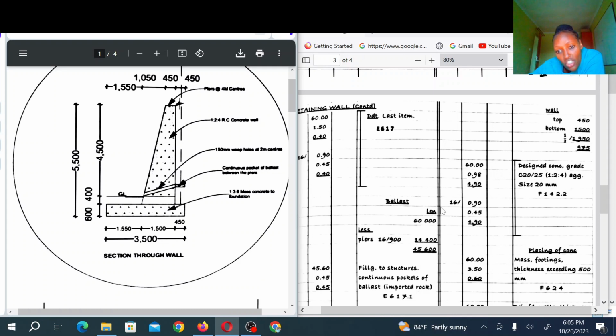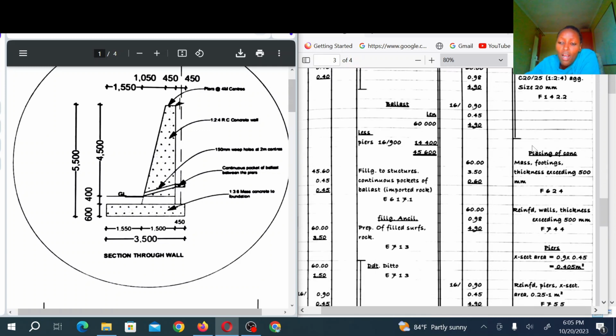For the piers, it shall be 16 piers. The length of each pier is 0.9. The width is 0.45. Then the depth of the pier shall be 4.9, where we shall do the concrete, because the concrete starts above this foundation concrete up to the top. Alright, okay, so let's go to the placing of concrete.